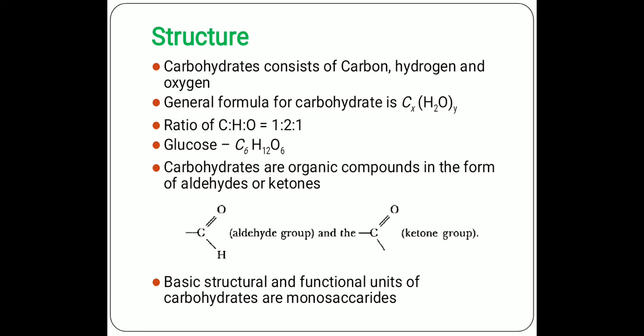Structure of carbohydrate. As mentioned earlier, carbohydrates contain carbon, hydrogen and oxygen. The general formula is CxH2Oy. The ratio of carbon to hydrogen to oxygen in carbohydrate is 1:2:1. Glucose is represented as C6H12O6. Carbohydrates are organic compounds in the form of aldehydes or ketones. The aldehyde and ketone groups are represented. Basic structural and functional units of carbohydrates are monosaccharides.